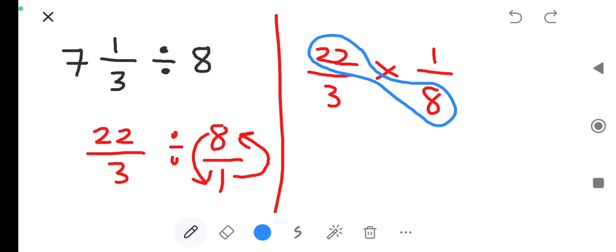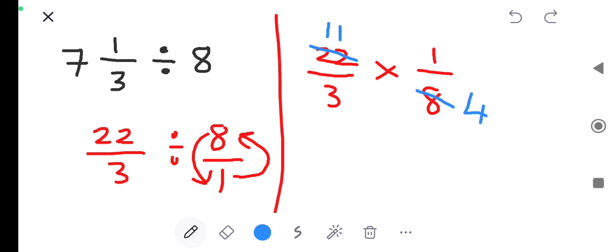And that number is what? 2. So you use 2 to divide. 22 divided by 2 is 11. 8 divided by 2 is 4. Now multiply the numerators that are left. So you do 11 times 1, which is 11, over, you multiply the denominators that are left. So you do 3 times 4, that gives you 12. So the answer becomes 11/12.